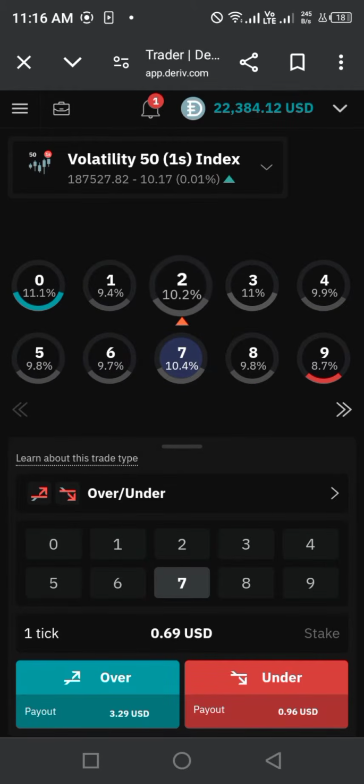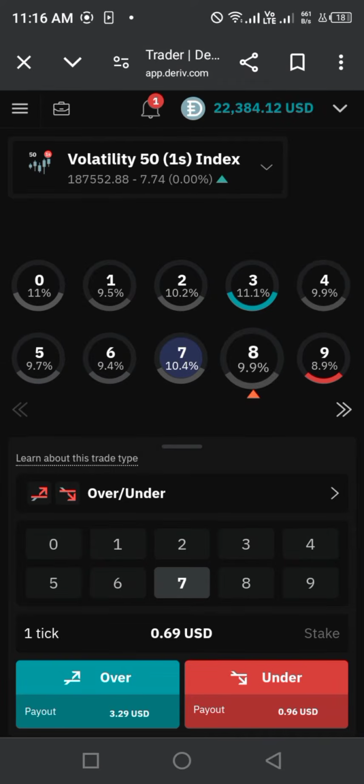Okay, so that both the number with the green bar and the number with the red bar should not be either touching 5 or 6. And when all those conditions are satisfied, you wait for the ticker to touch either 2 numbers above 7 or to touch 8 alone, and then you place under.